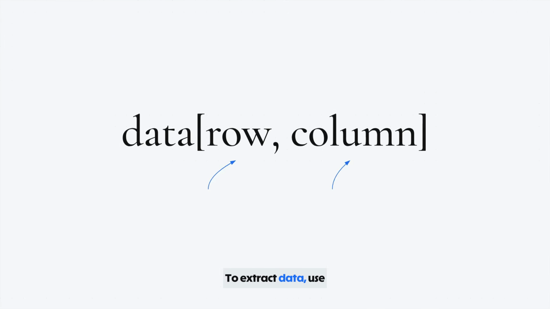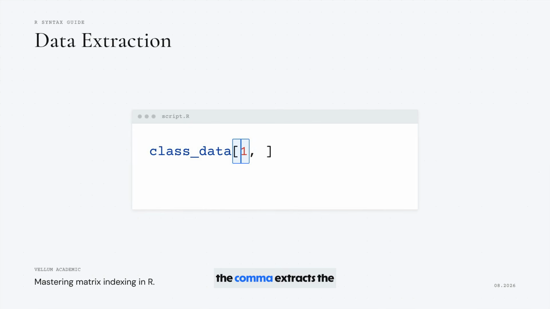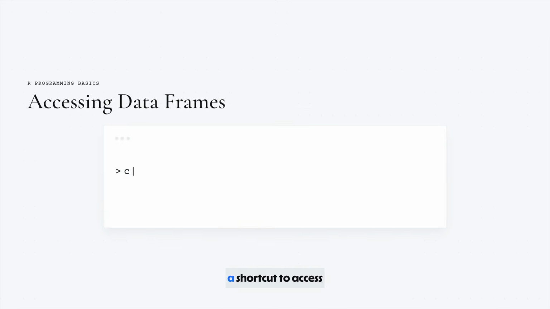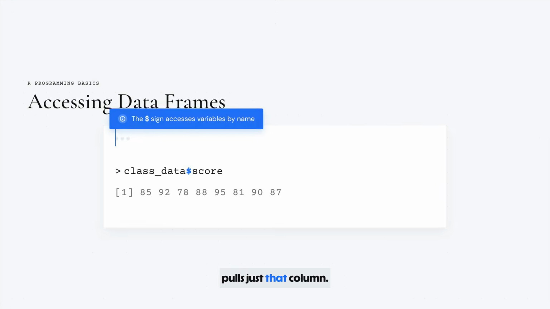To extract data, use square brackets with row, comma, column notation. Rows always come before the comma. Leaving a space after the comma extracts the whole row. Putting the number after the comma extracts a full column. The $ sign is a shortcut to access a variable by its name. Typing title underscore data $score pulls just that column.